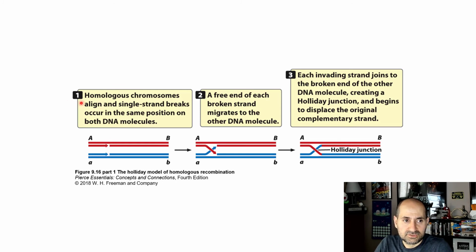You then have, okay, so let's look at this. Homologous chromosomes align, and then a single strand break occurs in the same position on both molecules, right? And then you have what's called strand invasion. A free end of each broken strand migrates to the other DNA molecule. This is called strand invasion. And then each invading strand joins to the broken end on the other DNA molecule, creating a Holliday Junction. That's all a Holliday Junction is. It's this structure here, after the strands have invaded the homologous DNA, and it begins to displace the original complementary strand.